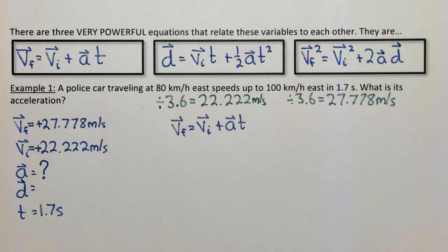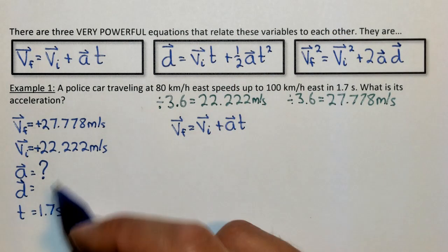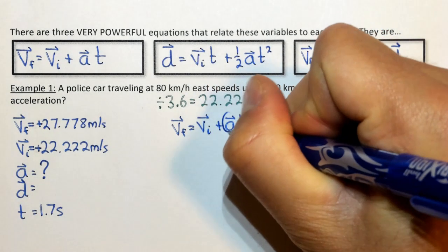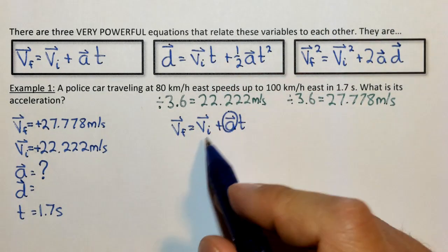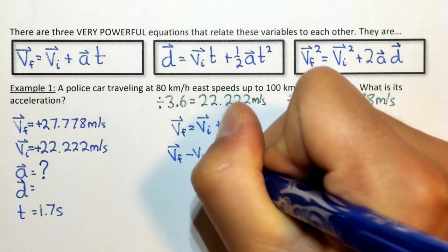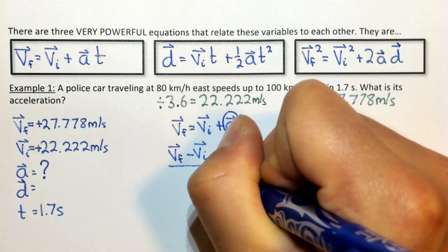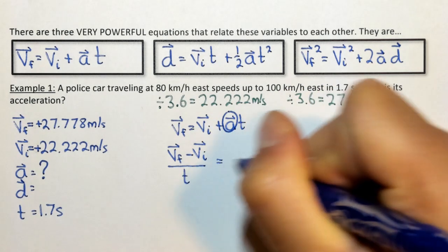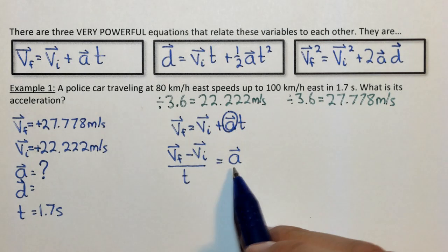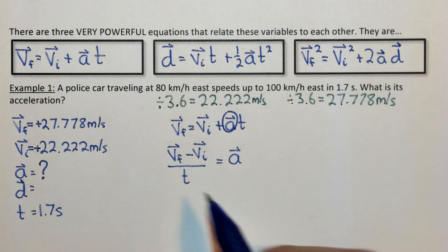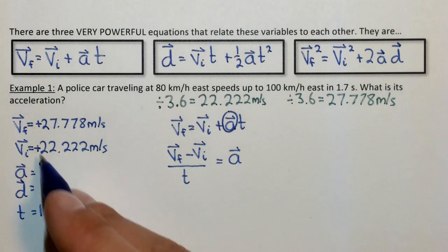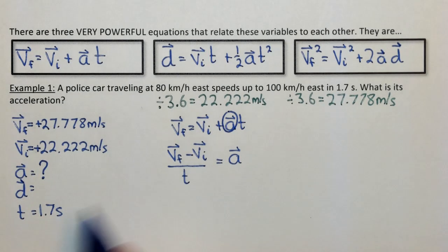VF equals VI plus AT. I'm looking for A, so I'm going to isolate A, get A on one side of this equation all by itself. And if I do that, I'm going to get VF minus VI over T equals A. And so now to find A, I just got to plug numbers in over here. So this is my 27.778, this is my 22.222, and this is my 1.7.